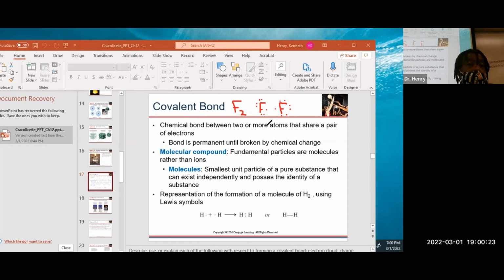So for them to reach their octet, they're going to share how many electrons? 1. So they're going to form a bond here. If we count, that's 2, that's 4, that's 6, that's 8 around this fluorine. That's 2, that's 4, that's 6, that's 8 around that fluorine. Okay. So it's nonpolar because they're like twins, same pull.